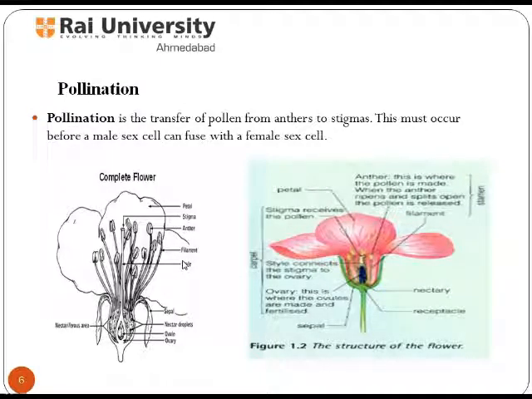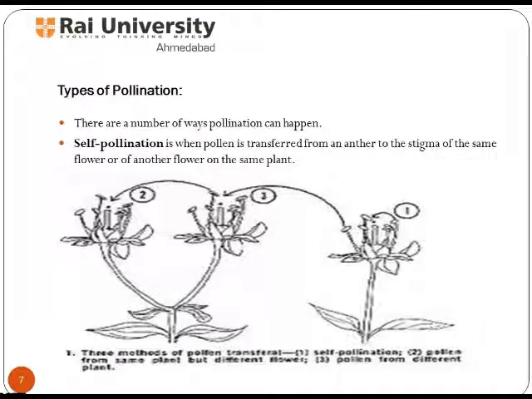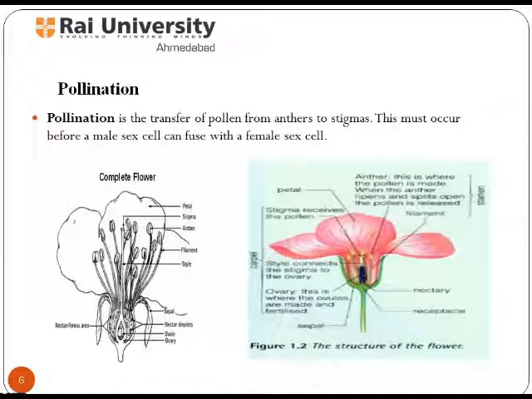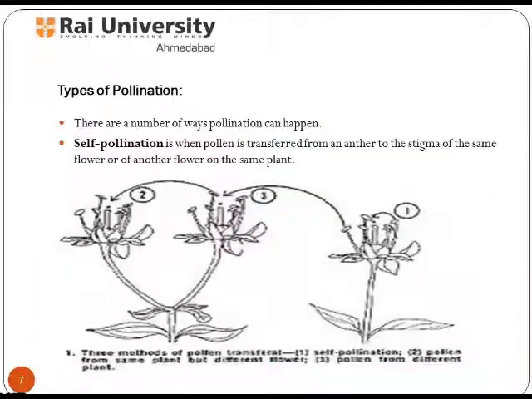Most flowers contain two other parts, the sepals and petals, which may help attract insect pollinators. A complete flower contains all four parts. If only one of the essential organs is present in a flower, it is called an incomplete flower. There are a number of ways through which pollination can happen.